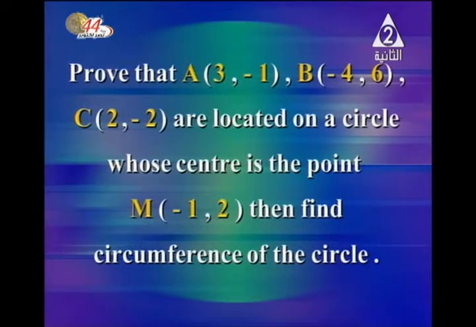To prove that the 3 points A, B, and C are located on a circle whose center is M, it means that you must prove that the distance from A to M is exactly the same as the distance from B to M and exactly the same as the distance from C to M, as they will be radii of the circle. So first of all, we are going to find the length of MA.